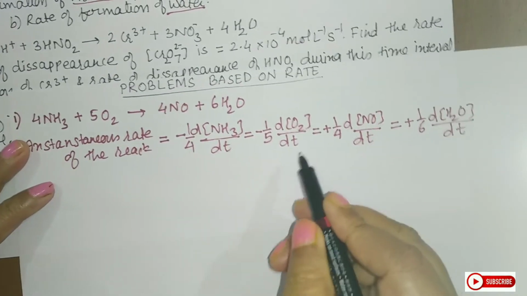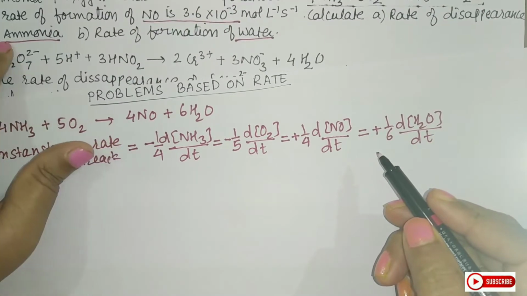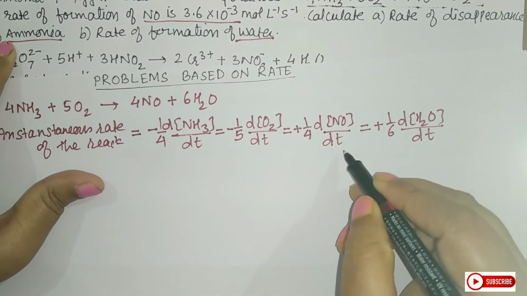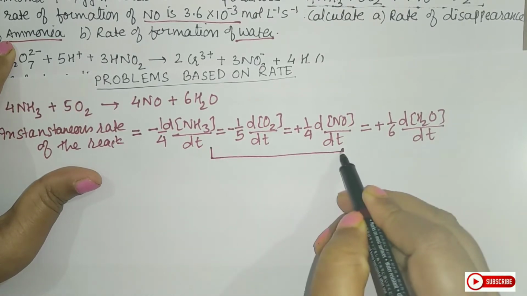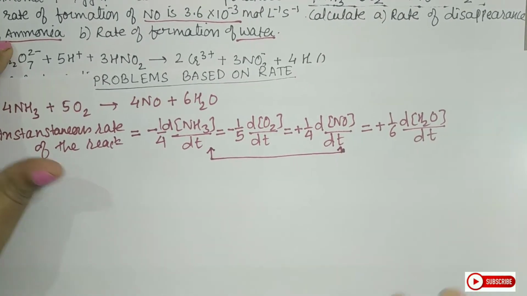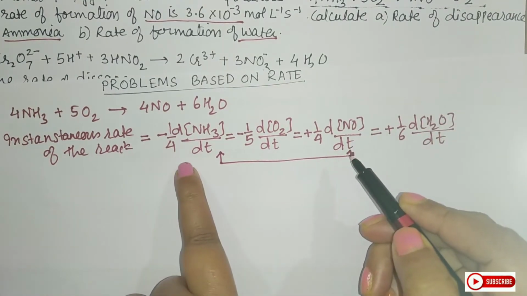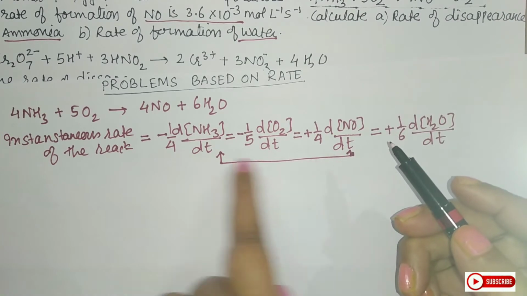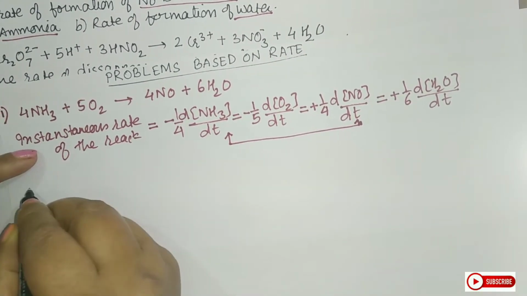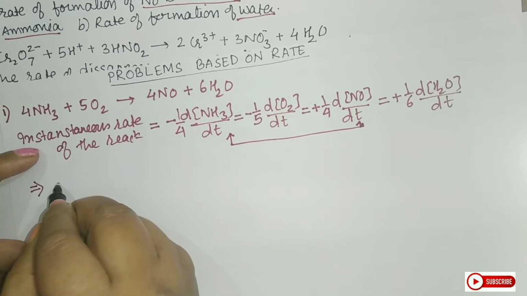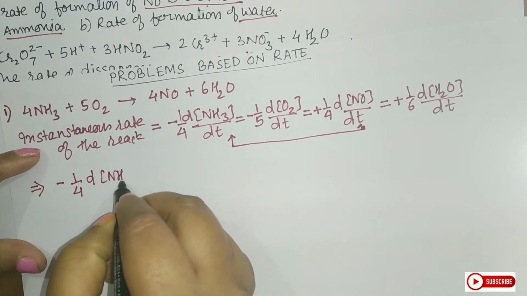Now students, how will I correlate this? First I will go for the calculation for ammonia. So I will now correlate this to ammonia. I will correlate the two rates here in this way. I will write only the two, because one is given and the other is asked. So I will only take the two concentration terms. So let us write here minus, now I am doing the calculation, minus 1 upon 4 d[NH3].